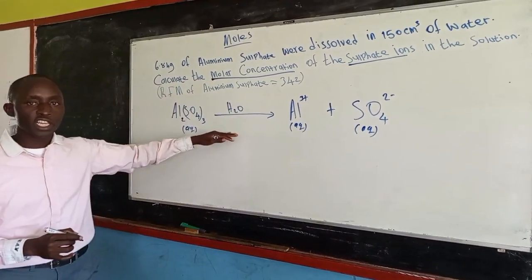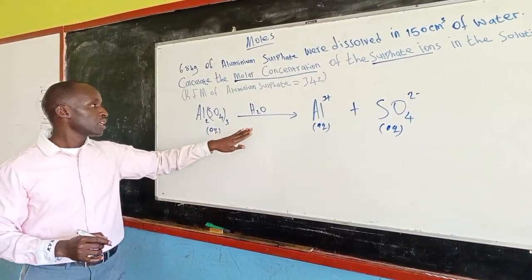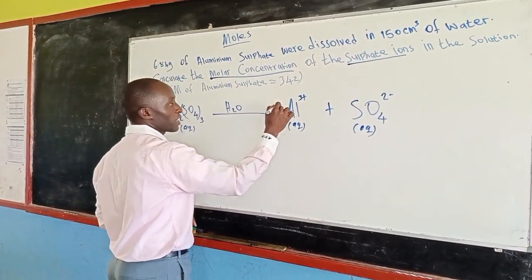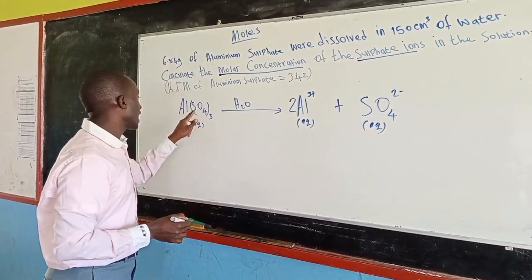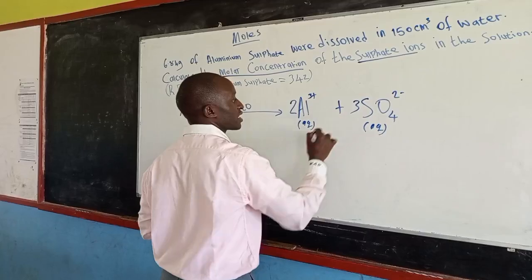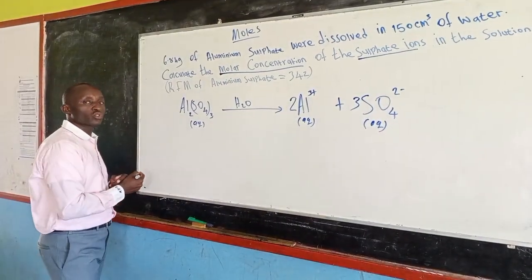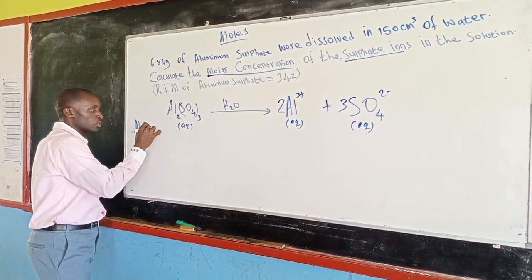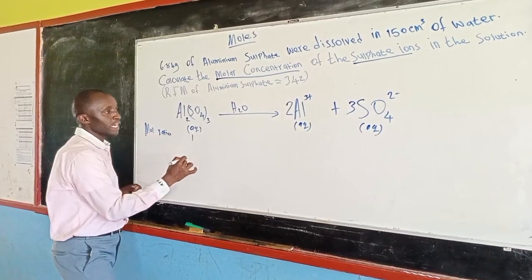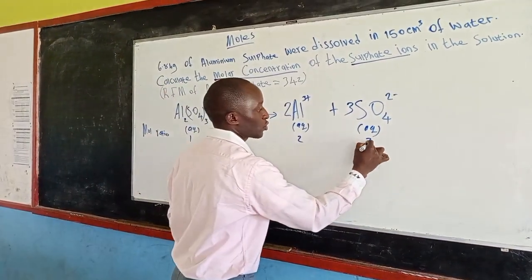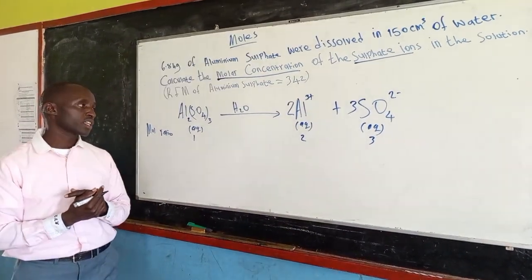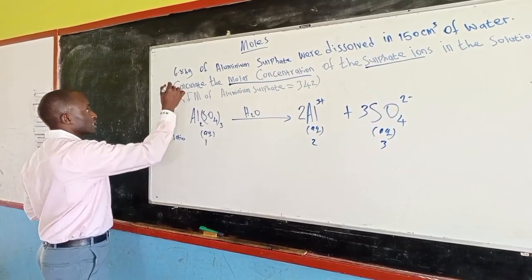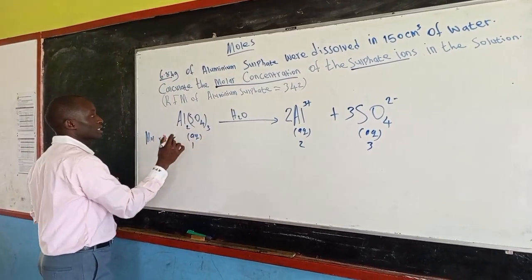Therefore, this one is an ionic equation. From there you balance the equation. You have 2 aluminium on one side and 1 on the other, so I put 2 there in order to balance. Then I have 3 sulfate, so I put 3 sulfate there. From there, let's come to what we call the mole ratio. The mole ratio is 1:2:3.